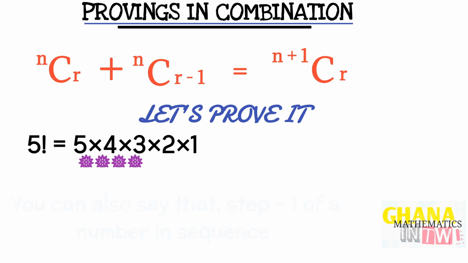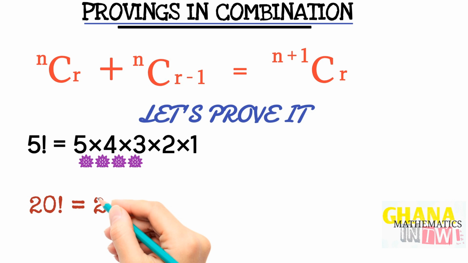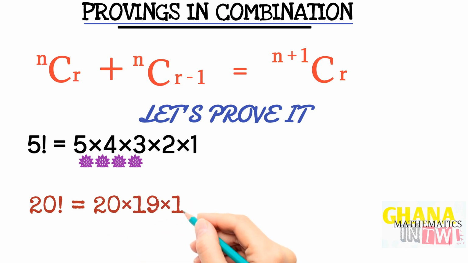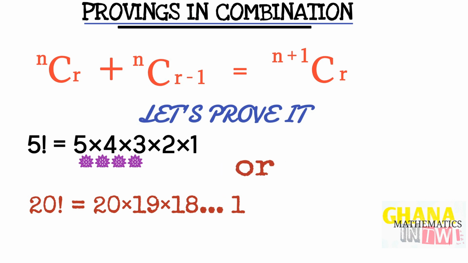So please look at it well, and if you don't understand, you can just go reverse and check the video again. Now 20 factorial will be what? It will be 20 times 19 times 18 times 17, that sequence up to 1. But I just brought the 3 dots to represent that it is too many numbers that I can't write here. So it is up to 1.